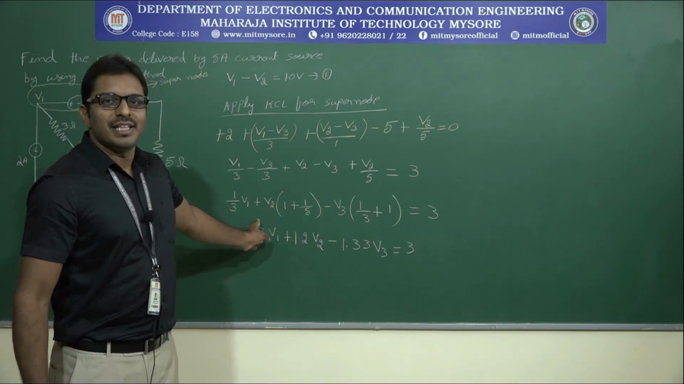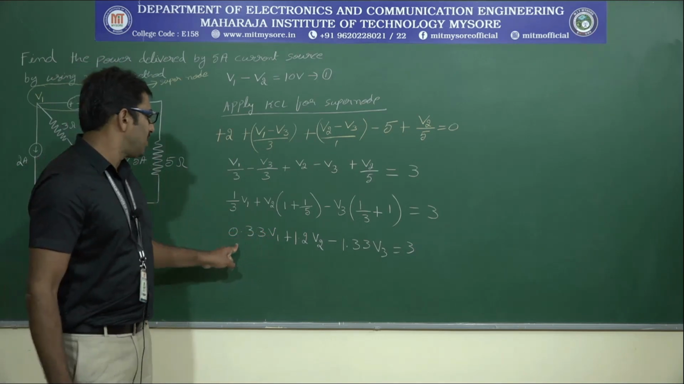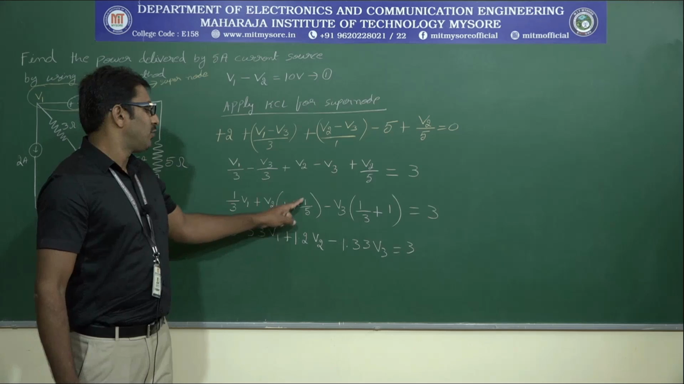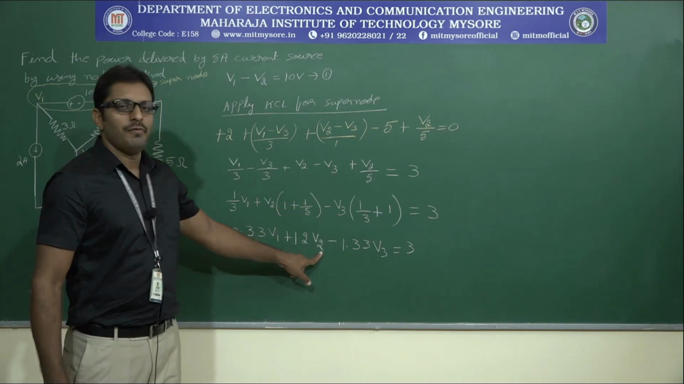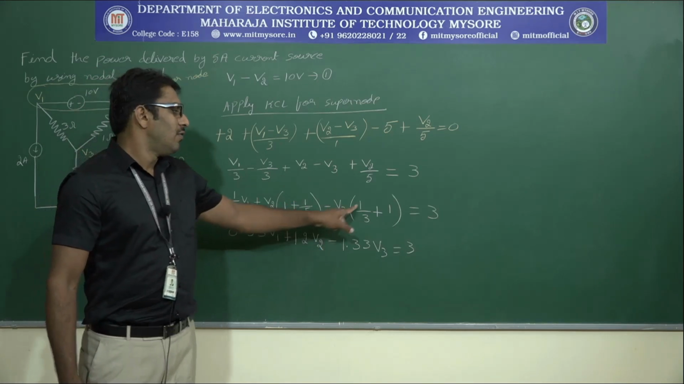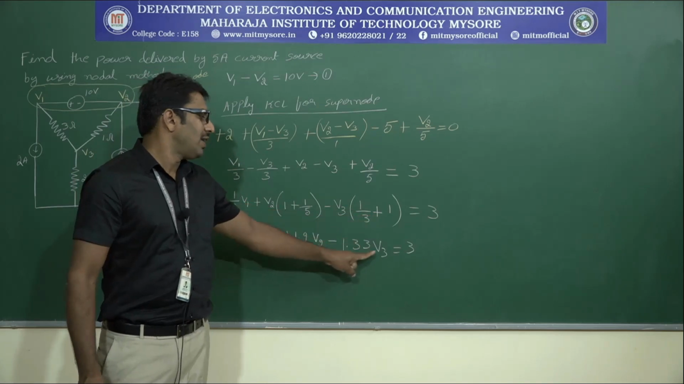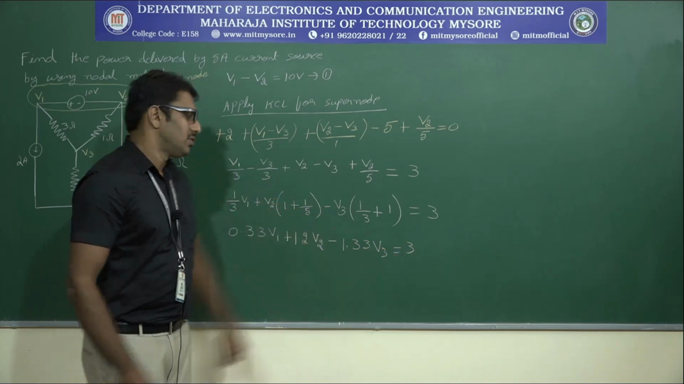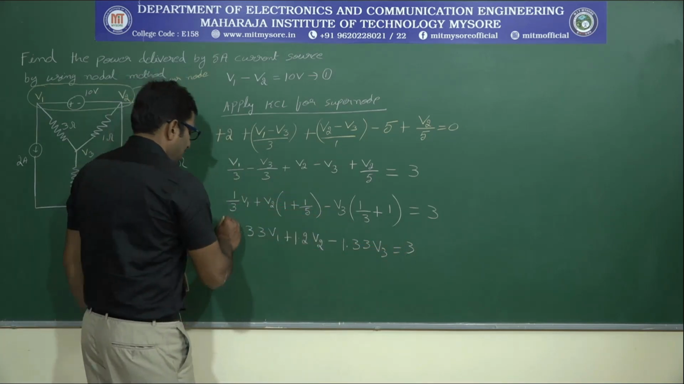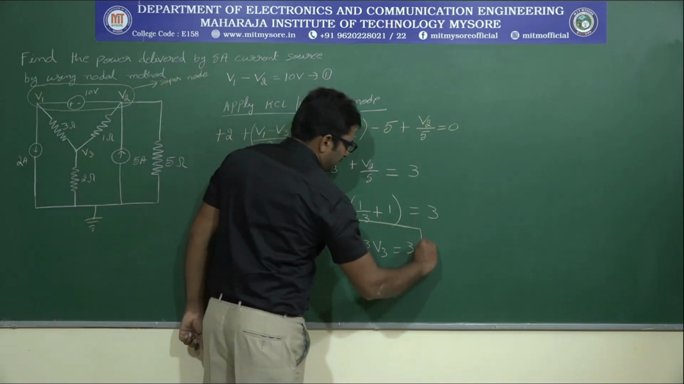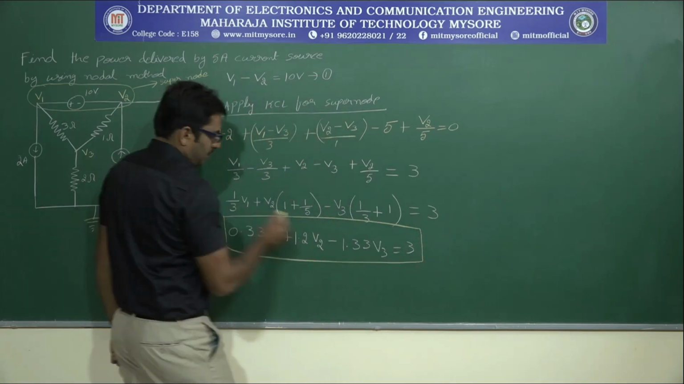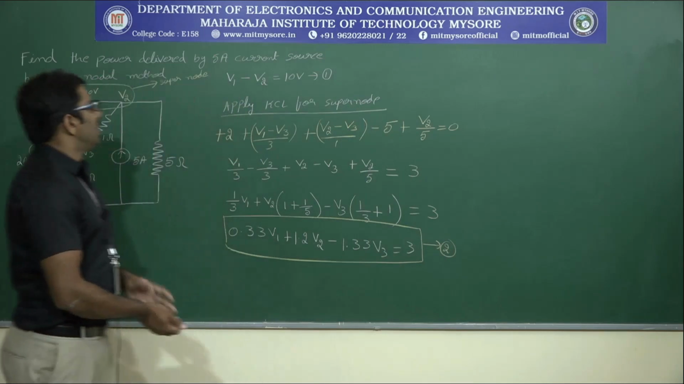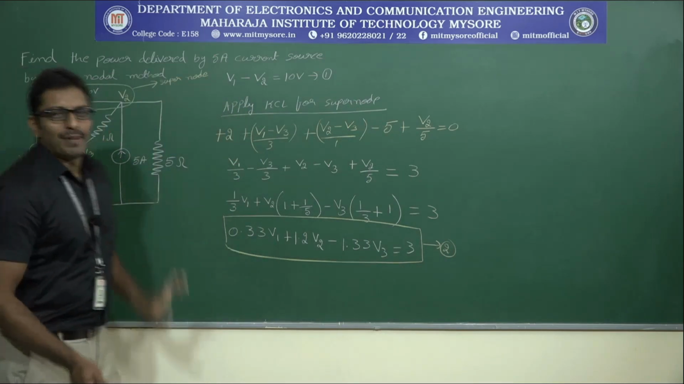After simplifying this equation, the simplified equation is 1 by 3 is 0.33 V1, 1 plus 1 by 5 is 1.2 V2 minus, what is 1 by 3 plus 1? 1.33 into V3, that is equal to RHS 3. So, call it equation number 2. So, the super node part is completed.